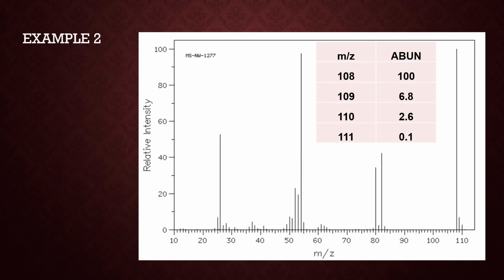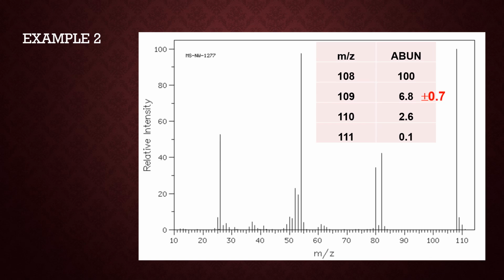Let's look at a second example. I won't tell you what this is just yet. So we have the following mass spectrum data. We have m/z 108 with 100% abundance, 109 at 6.8, 110 at 2.6, which looks kind of funny, and 111 at 0.1. So the best estimate, or best guess, for the A value of the parent molecular ion is 108.